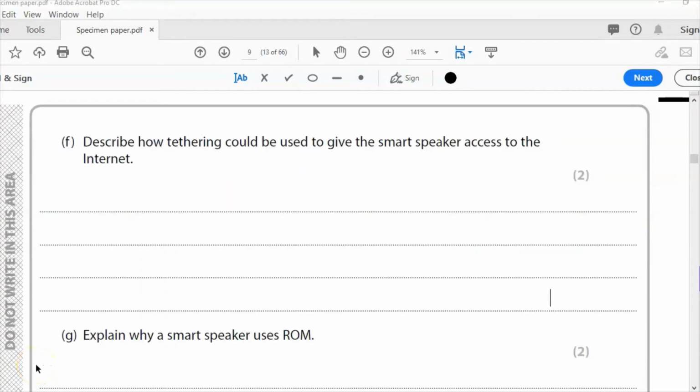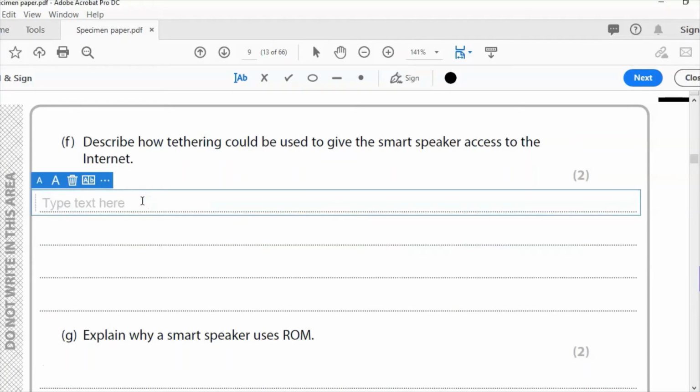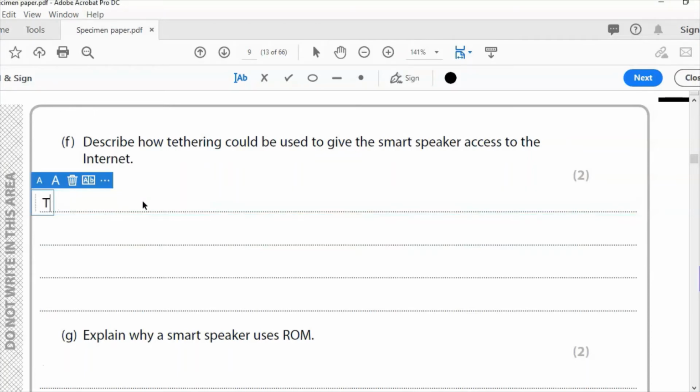F. Describe how tethering could be used to give the smart speaker access to the internet. Now, what you're doing with tethering is you're using another internet connected device to provide the internet connection to the smart speaker. So, tethering allows the smart speaker to use the connectivity to share the connection to the internet provided by another device. So I'm just going to construct my answer here.